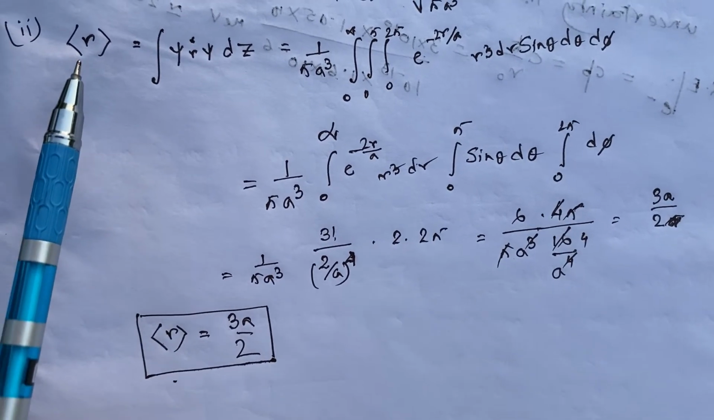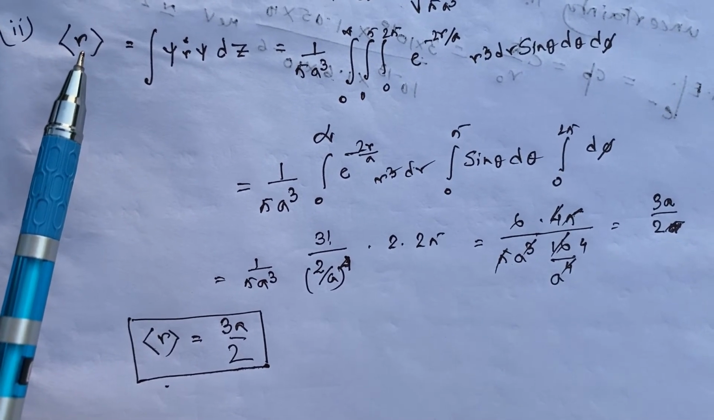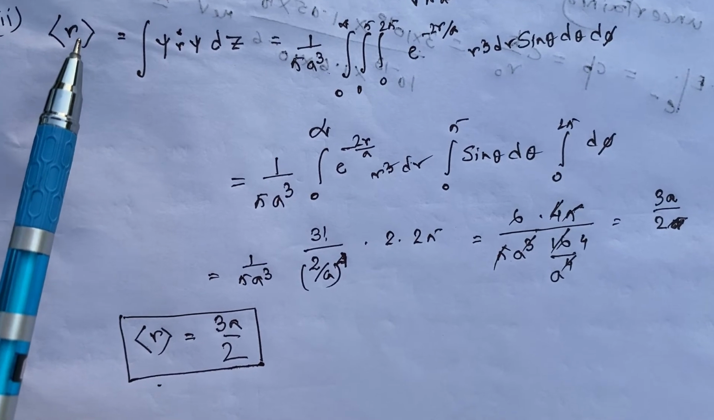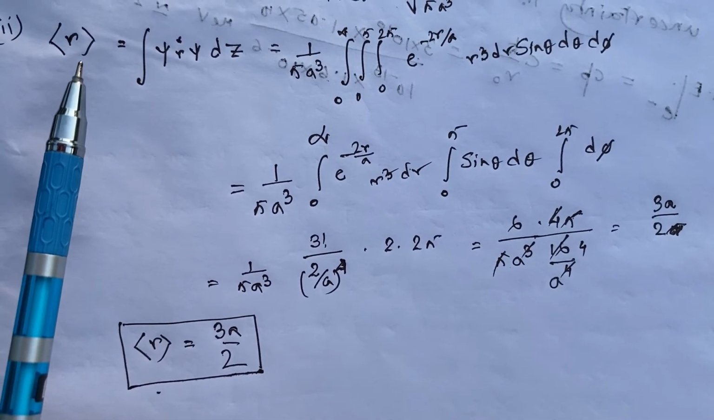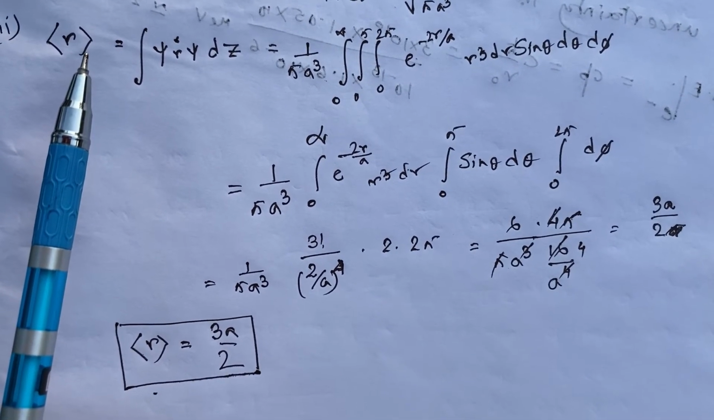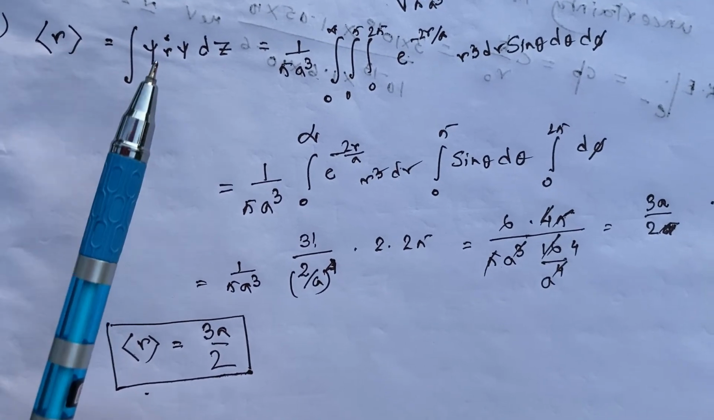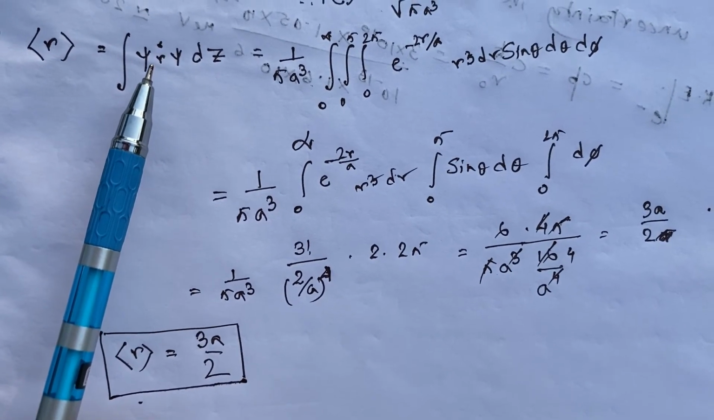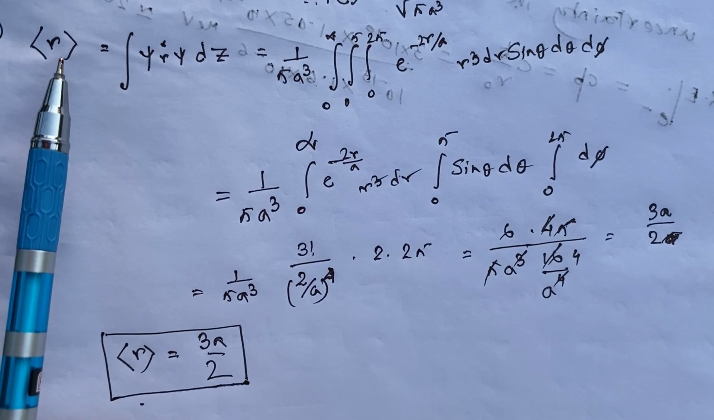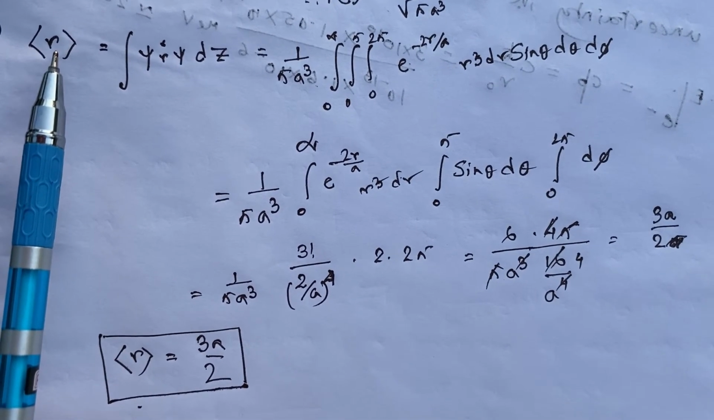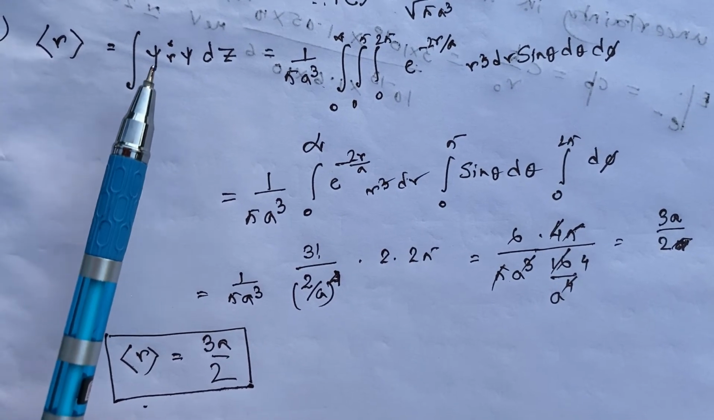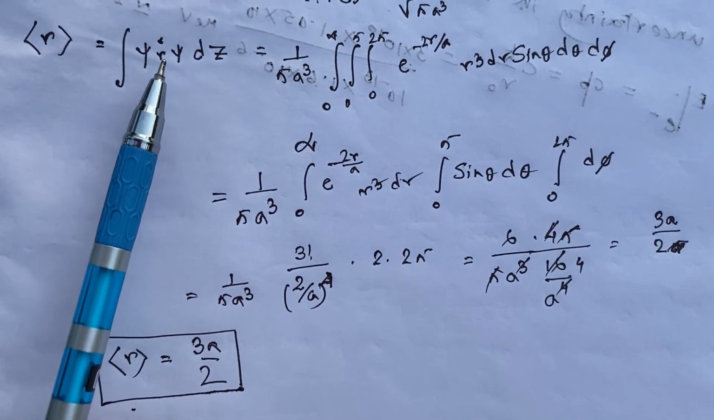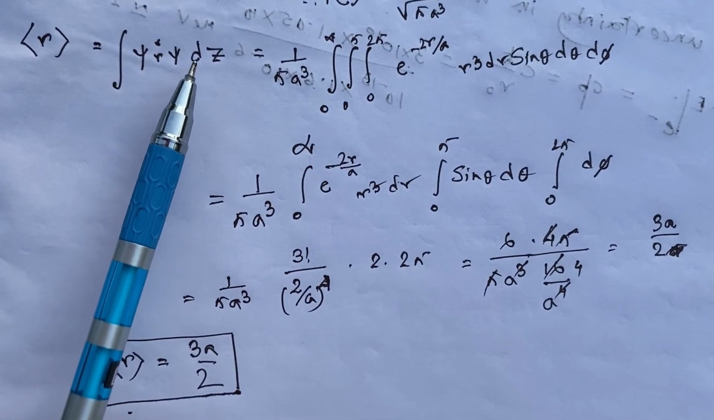Now let us discuss the second problem. The second problem is we need to find out the expectation value of this r. It's a very standard notation to write the expectation value of something like this. If we want to find out the expectation value of anything, here it is r, so we need to sandwich this r between the two wave functions psi star and psi.